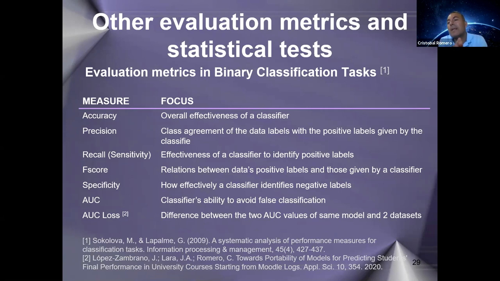So traditionally, we work with binary classification. In binary classification, the most used metrics are these: accuracy, of course, the overall efficiency of a classifier; precision; recall or sensitivity; the F score; the specificity; the area under the ROC curve; and the loss of the area under the ROC curve. That is the difference between 2 AUC values of the same model applied to two data sets. I used this value in one of my last papers to test the portability of models: what happens when the model obtained in this course is applied to a different course, completely different in content or structure.